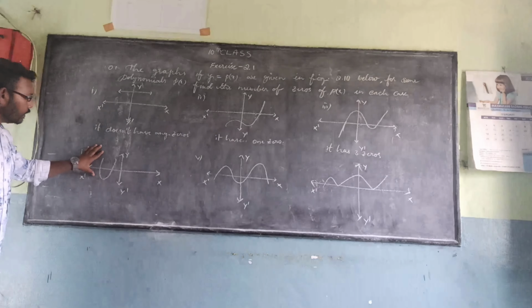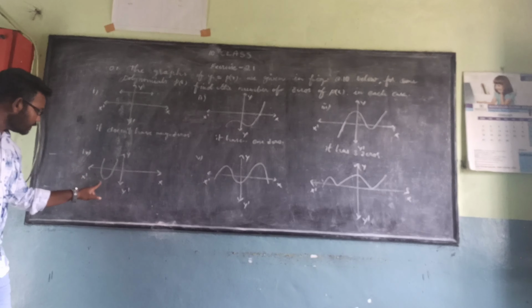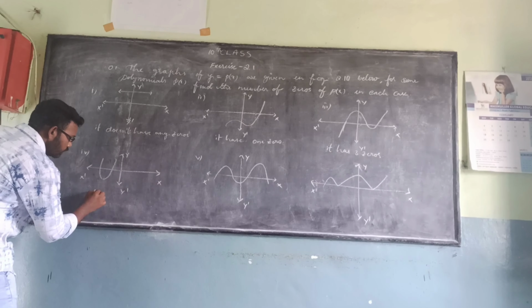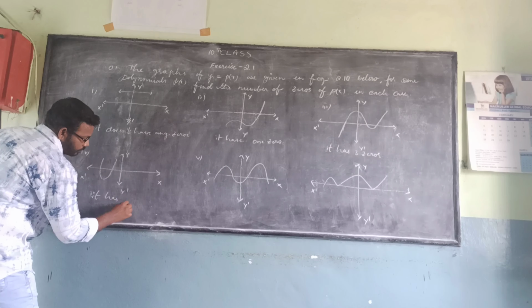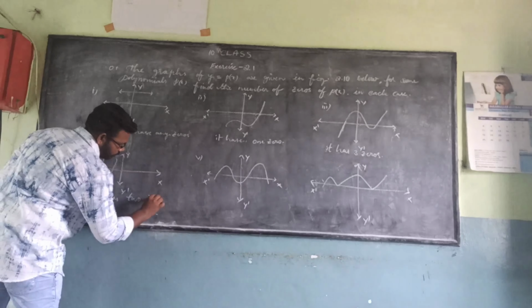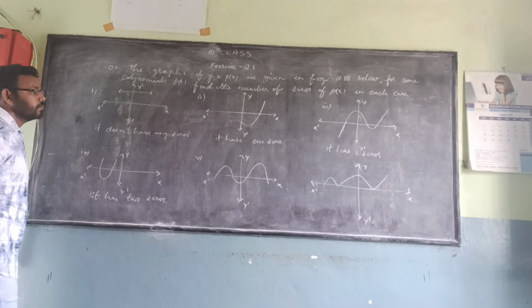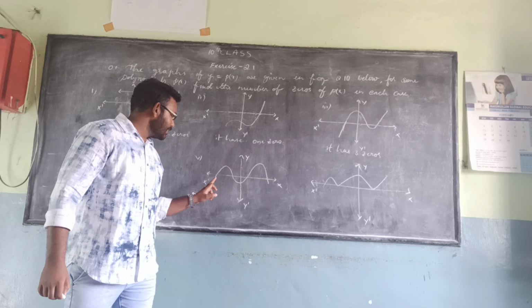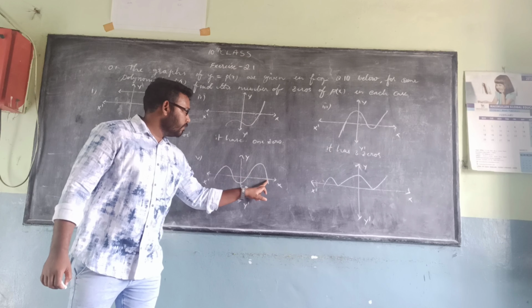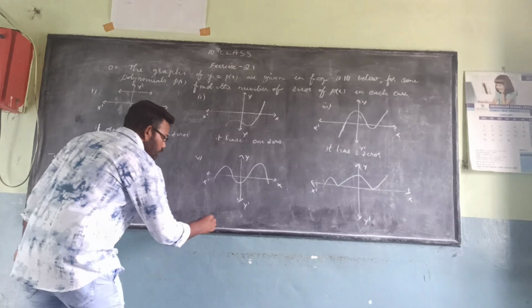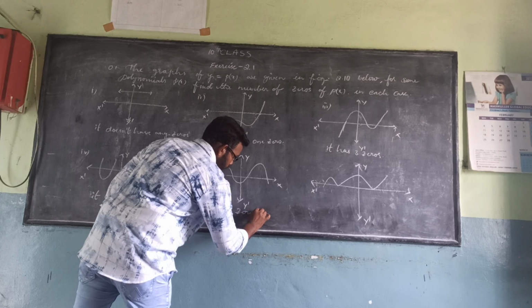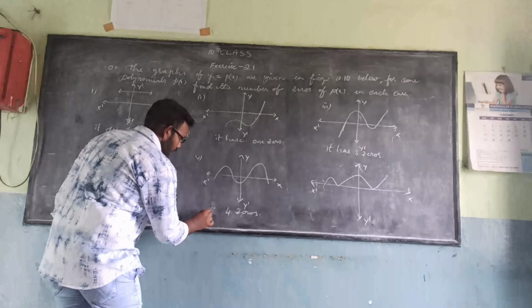If you observe the fourth one, this polynomial cuts the x-axis at 2 distinct points. So it has 2 zeros. Now the fifth one: this polynomial cuts the x-axis at 1, 2, 3, 4 distinct points. That's why it has 4 zeros.